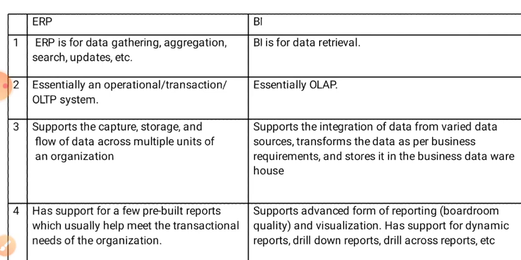Students, as said here, ERP includes many aspects. That is, data gathering means collection of the data from various sources. Aggregation means putting them together in a standard format. Searching for particular data in the available data, and updates, that is making changes to the records. All these activities are carried out for data collection, data management, and data retrieval.